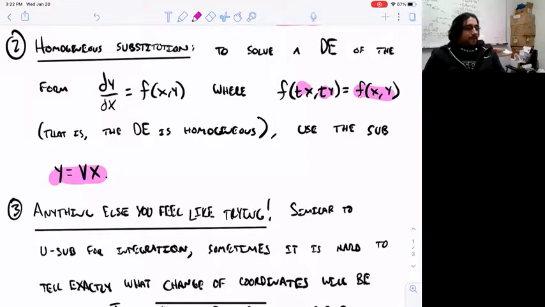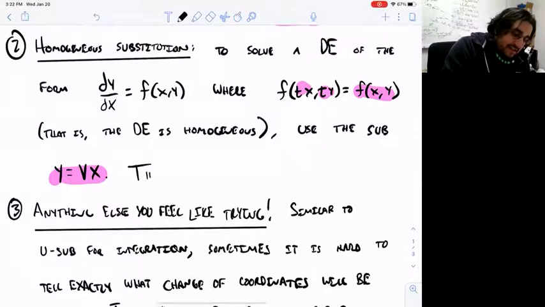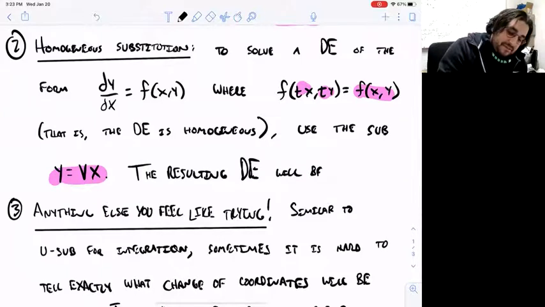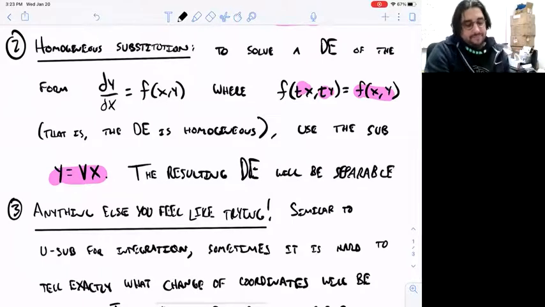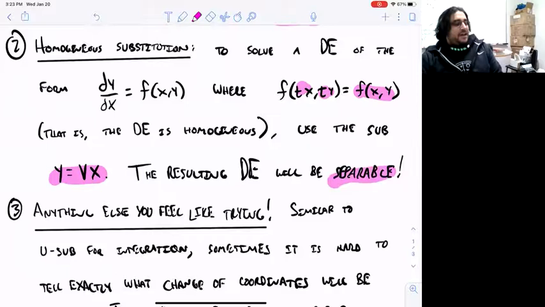I should mention what happens here. Then, again, it doesn't fully solve it for you, but the resulting equation will be separable, right? It's going to piggyback off of another technique that we already have. So that's what you can do then. You can do separation of variables, right?